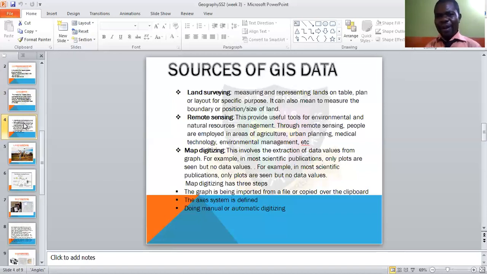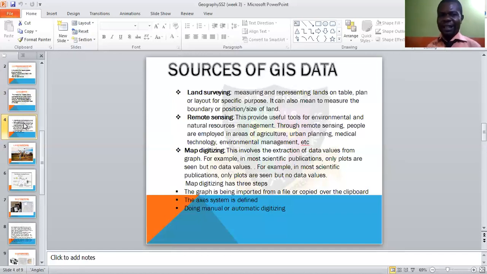How do you get this GIS data? Land surveying. Land surveying means measuring and representing a particular land on a table, plan or layout for a specific purpose. It could also be to measure the boundary, position or size of land. You want to know how big or small a particular land is. You can also survey land to know the topography. When I talk about topography, I mean how smooth or rugged the place is. Relief means how high or low the place is. You can also study the soil. These are done during land surveying.